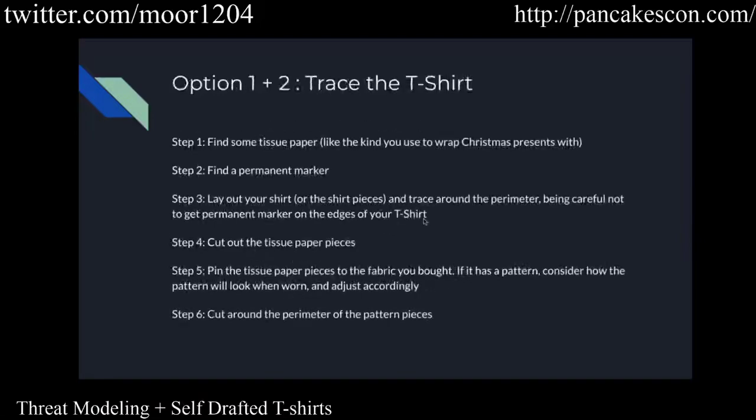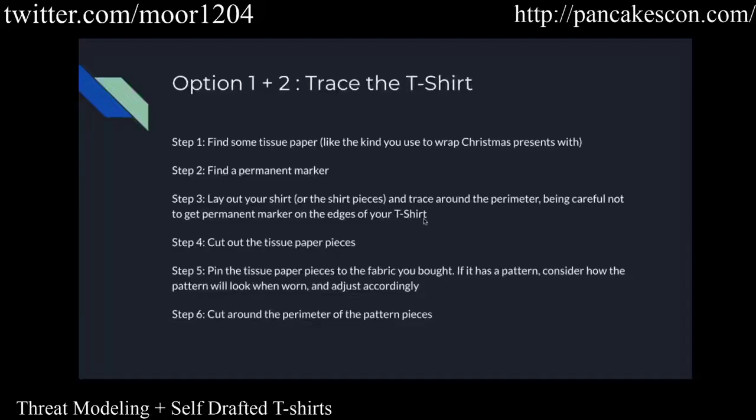Okay, so the next step is to trace this shirt. So you'll want to find some tissue paper or newspaper if you don't have tissue paper. And you're basically just going to lay out the pieces of the t-shirt onto the tissue paper, find your permanent marker, and then essentially trace it. You can use straight pins or safety pins to pin it to the tissue to make it a little easier, but that's essentially what you're going to do. And then you're going to cut out the fabric plus the tissue paper pieces.